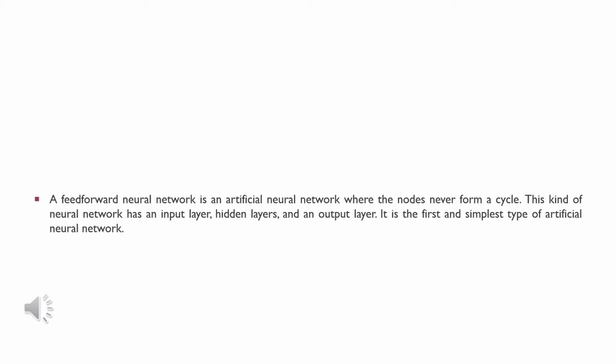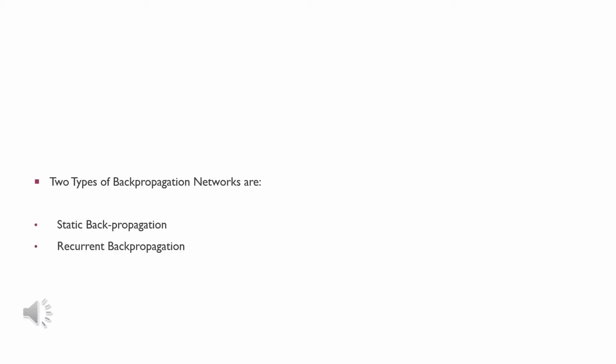I am pretty sure now you know why we need backpropagation, and what is the meaning of training the model. Now the next question we have is: what is a feed-forward network? A feed-forward neural network is an artificial neural network where the nodes never form a cycle. This kind of neural network has an input layer, hidden layers and an output layer. It is the first and simplest type of artificial neural network.